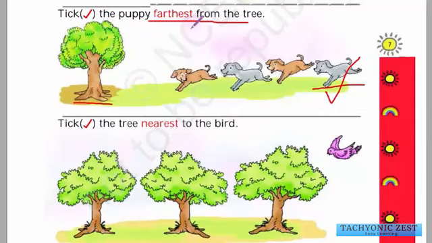And now if it was another question like tick the one that is the nearest to the tree, it would have been this one. Why? Because this puppy is the nearest. See that it is the closest to this tree, and there is no other puppy who is in front of him, or there is no other puppy who is closer to the tree than this one. So this puppy is the closest.